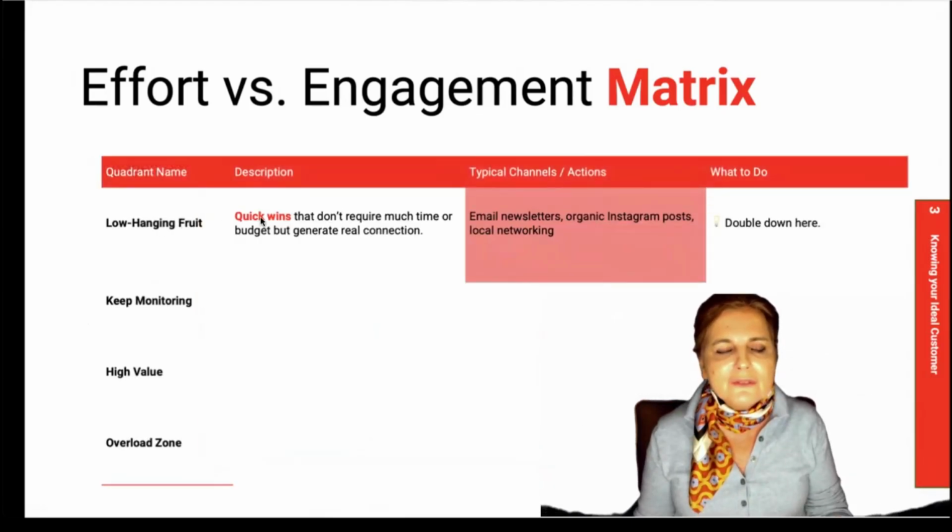Low hanging fruit means quick wins that don't require much time or budget but generate real connection. Okay, it's important to notice that the typical channels and or actions here are email newsletters, organic Instagram posts, local networking. And what to do? Well, you double down here, right? These are really interesting to focus on.